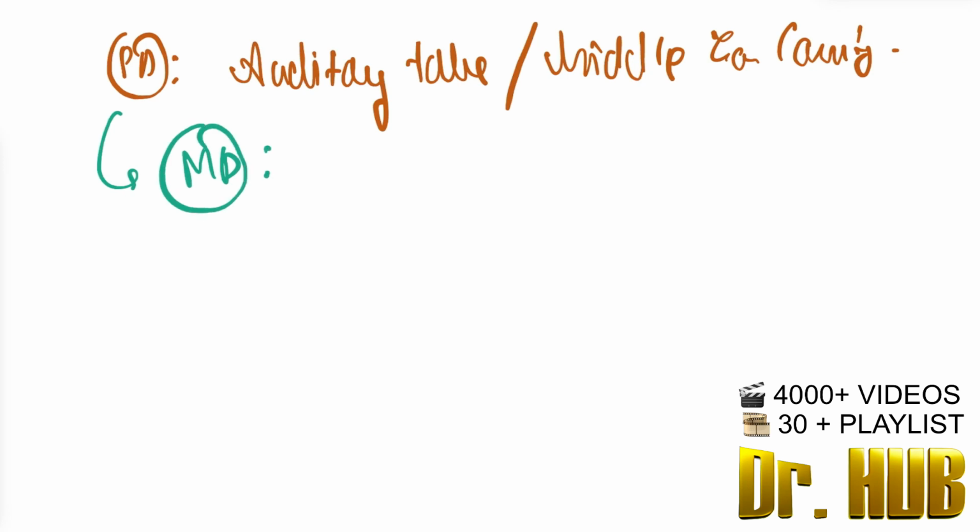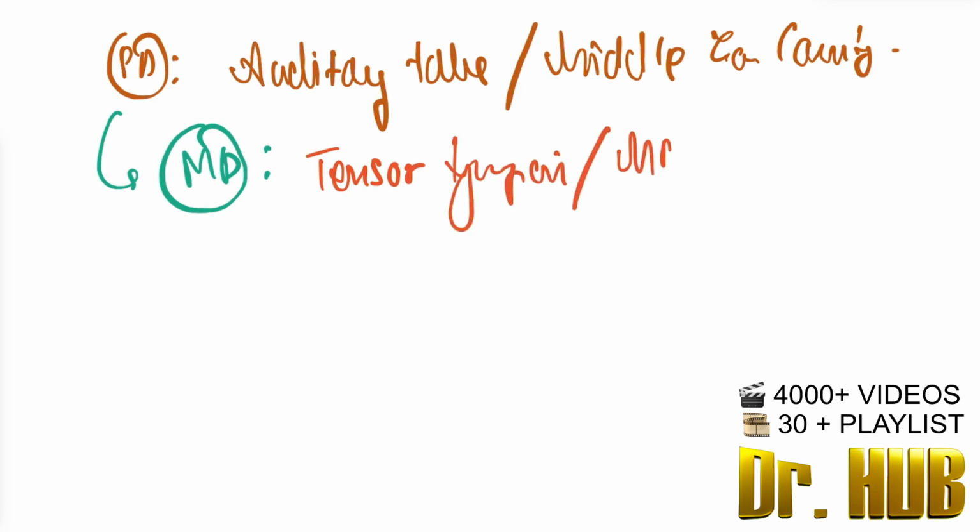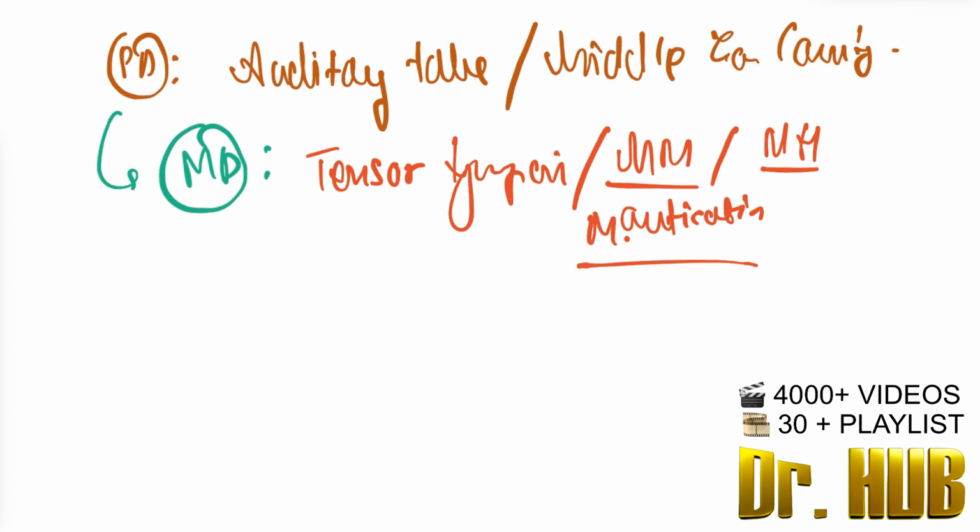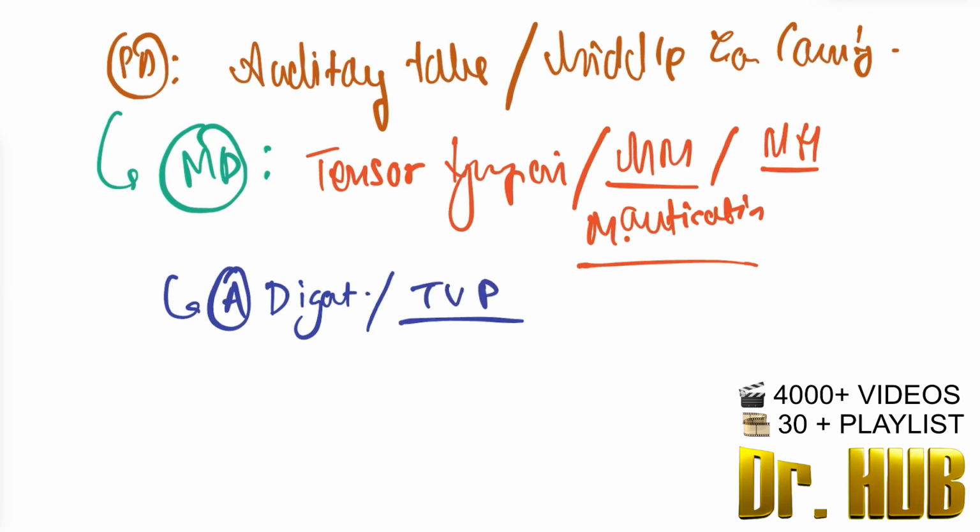So what is the MD? There are the muscle derivatives. Muscle derivatives include the tensor tympani. There is also the muscle of mastication, which we are writing as MM. Then the muscle of hyoid: the mylohyoid, then the anterior belly of the digastric, as well as the TVP. TVP is the tensor veli palatini.